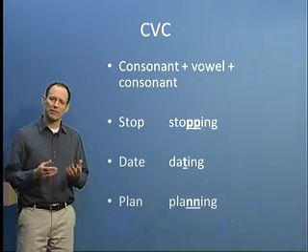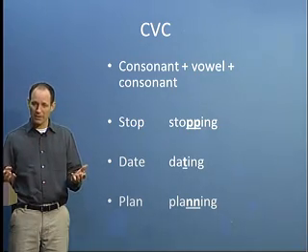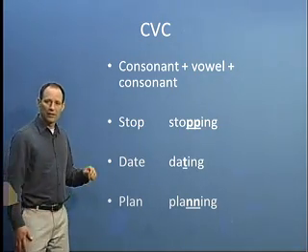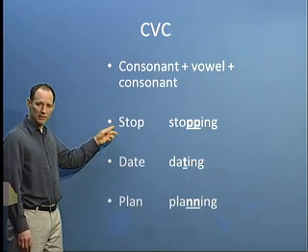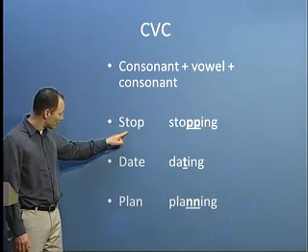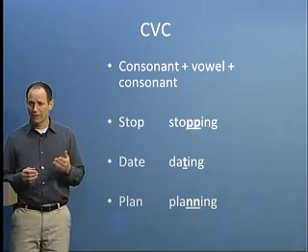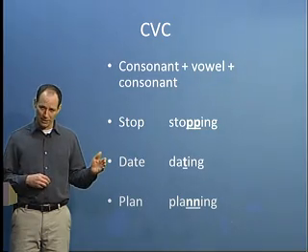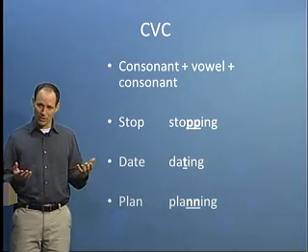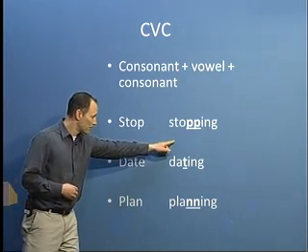Now, with this consonant, vowel, consonant rule, it's not just for verbs that have three letters. For example, look at the verb stop. Stop has four letters, but the last three letters, T-O-P, follow the pattern consonant, vowel, consonant. So in that situation, we're going to double the last letter and make it stopping with double P.